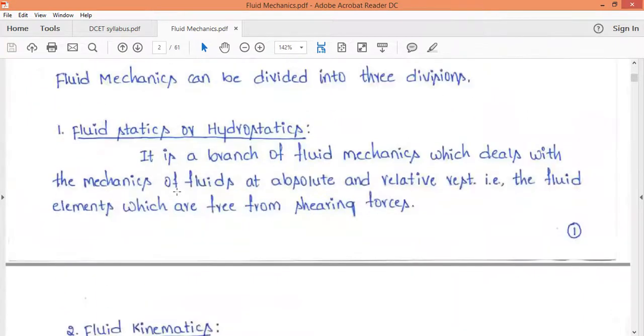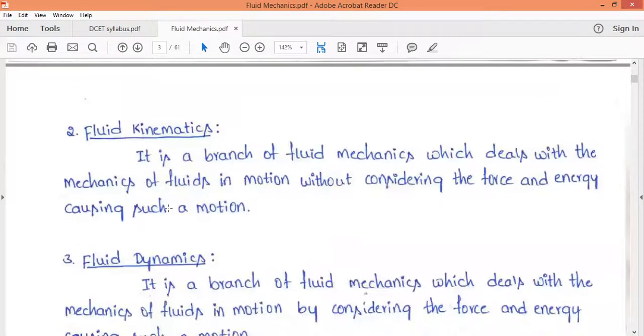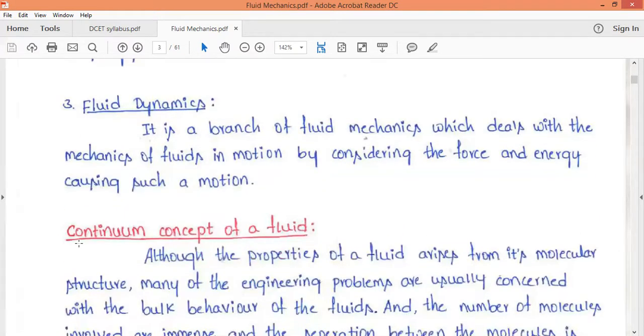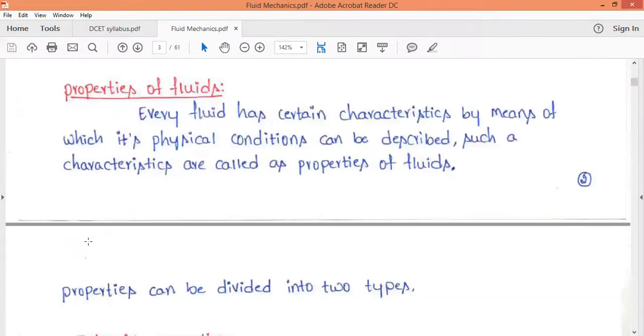We are going to divide this wide branch of fluid mechanics into three divisions. First one is fluid statics, which studies the characteristics of fluids at rest. Next, we have fluid kinematics. It studies the behavior of fluids in motion without considering the force and energy causing such motion. Then we have fluid dynamics. It is the branch of fluid mechanics that deals with the properties of fluids in motion by considering the force and energy causing such motion.